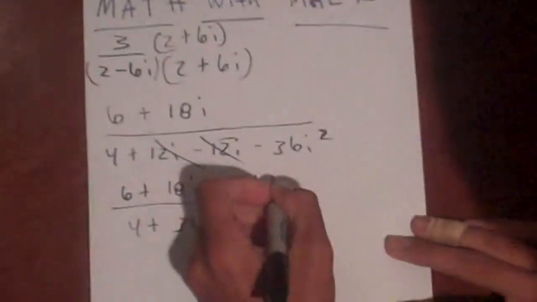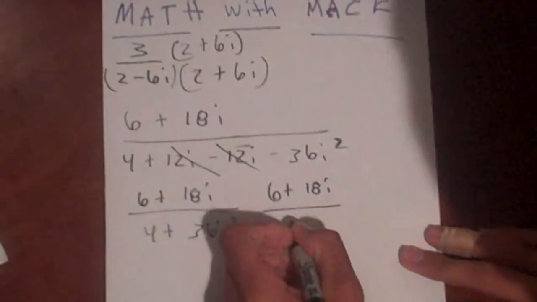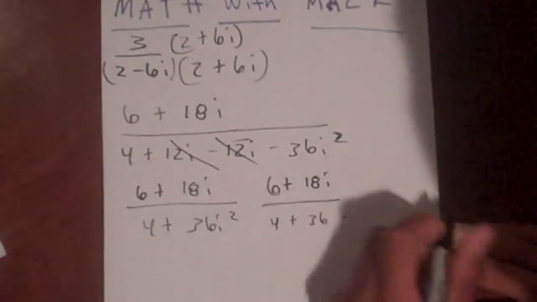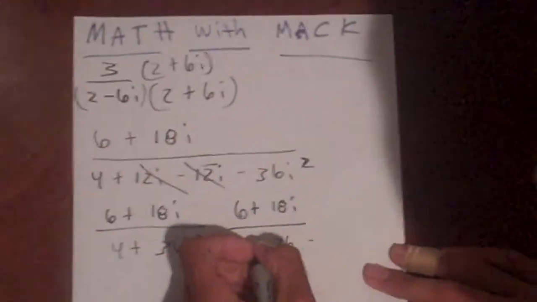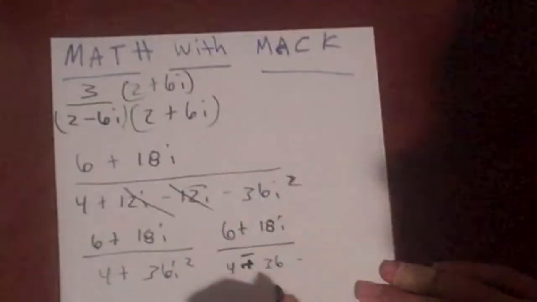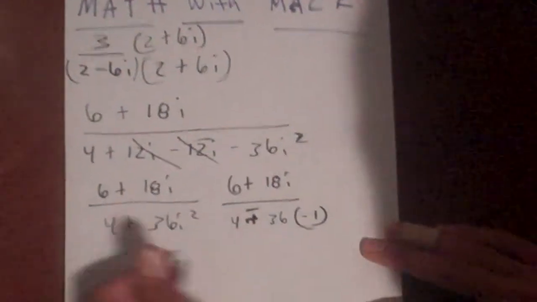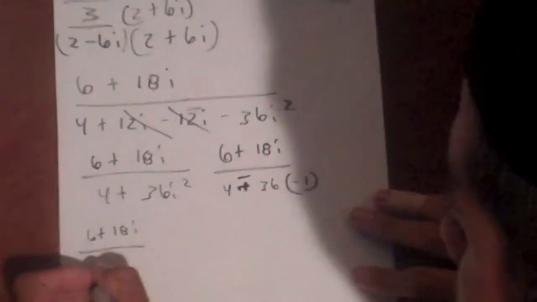So it's going to be 6 plus 18i over 4 plus 36. I'm going to plug in negative 1 for i squared. This is negative, not positive. Negative 1, so it's going to be 6 plus 18i over 40.